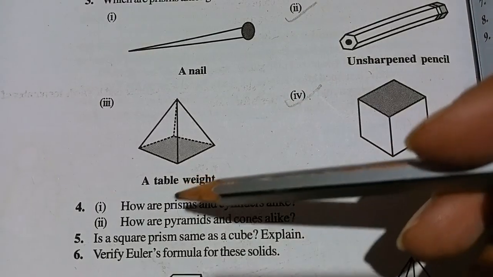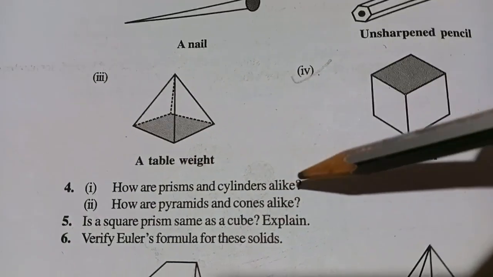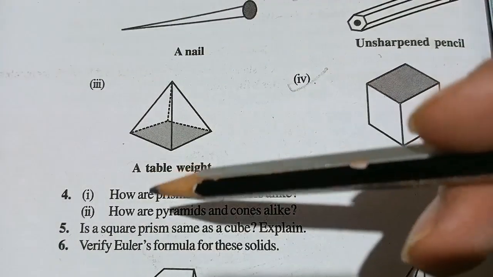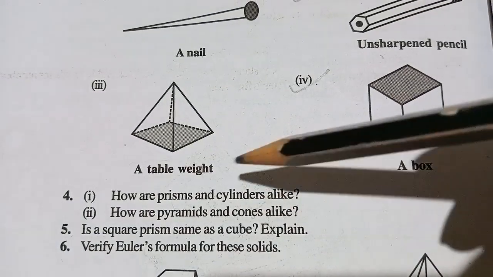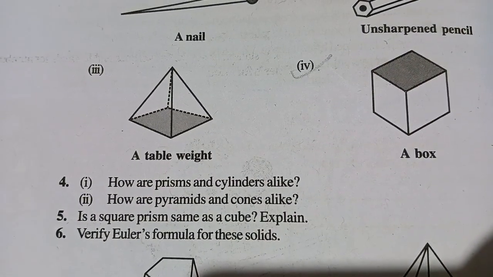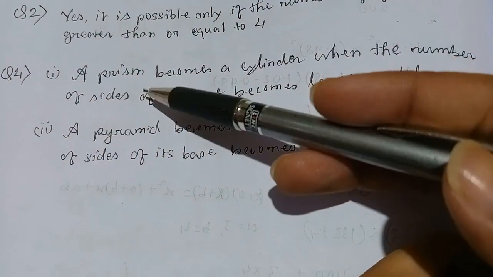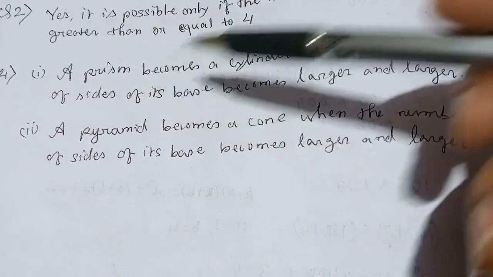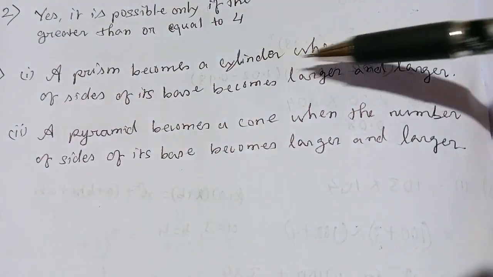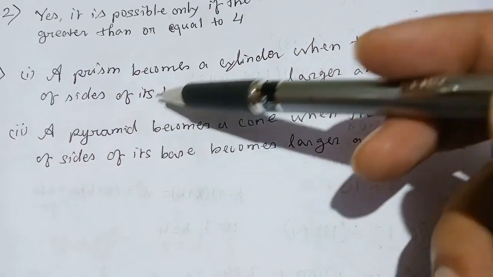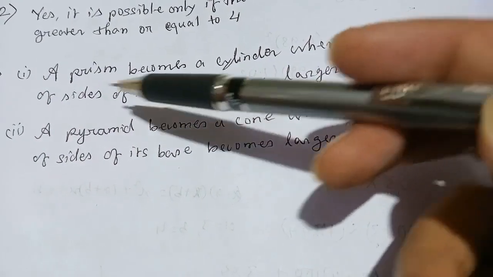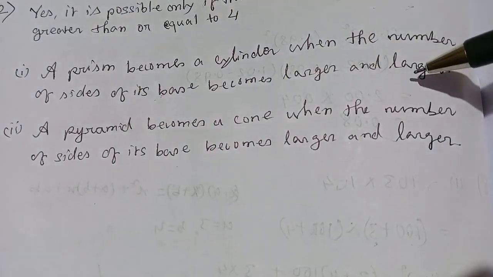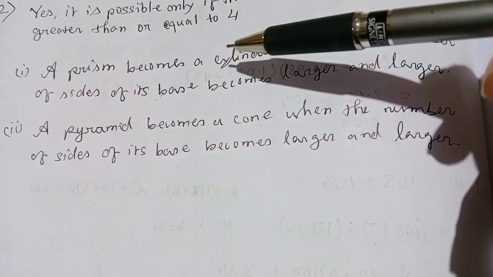Now question number 4: how are prisms and cylinders alike? That means you have to write the similarity between prism and cylinder. And second, how are pyramids and cones alike? I will write the answer. How can a prism become a cylinder? A prism becomes a cylinder when the number of sides of its base becomes larger and larger. Understood? Then the prism will become a cylinder.